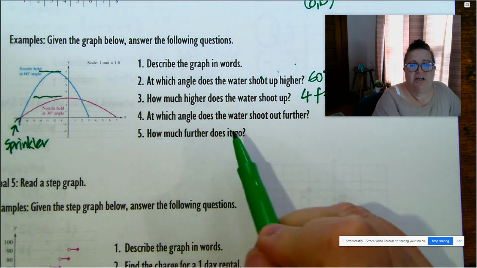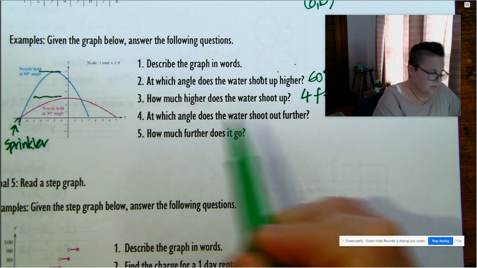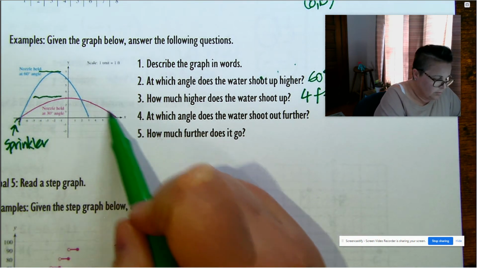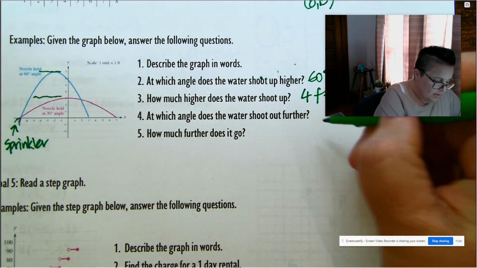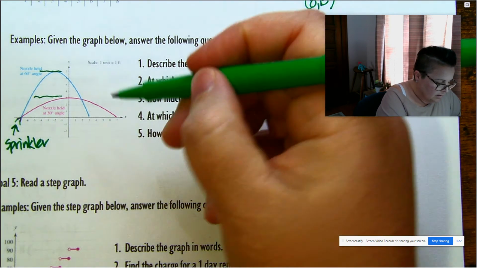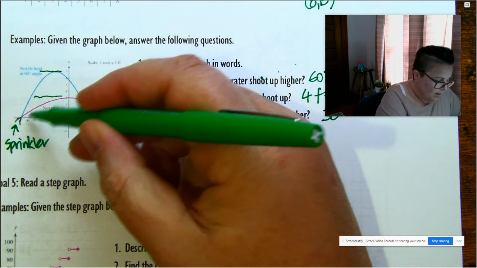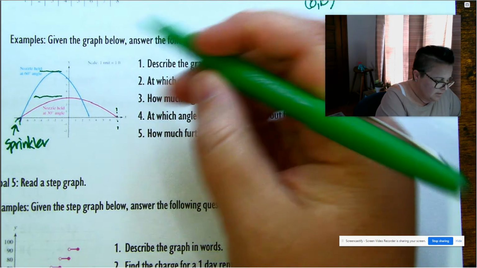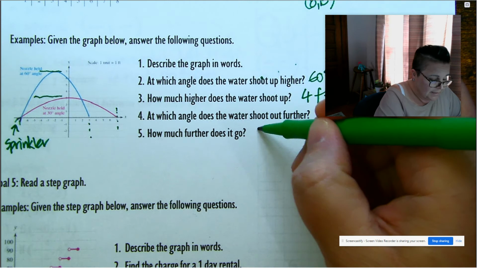Okay. At which angle does the water shoot out further? Well, further would be the red or pink one. So that's going to be at the 30-degree angle. How much further does it go? Well, the red one goes all the way out to 7, the blue one to 3. So again, it's 4 feet.